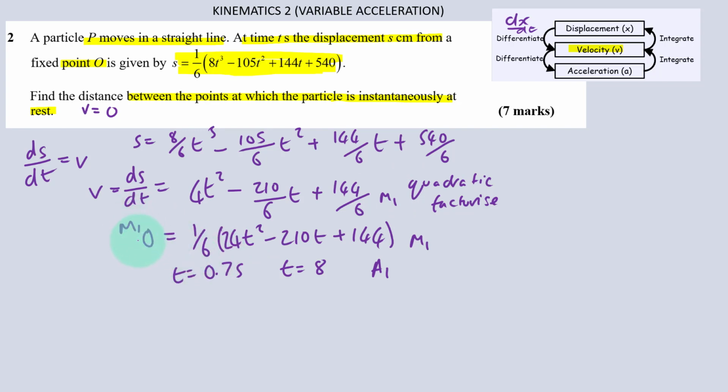Now, next stage. Find the distance between the points. Well, we've got time. What can we use the time in? We sub into this. So sub t equals 0.75 into the equation first.